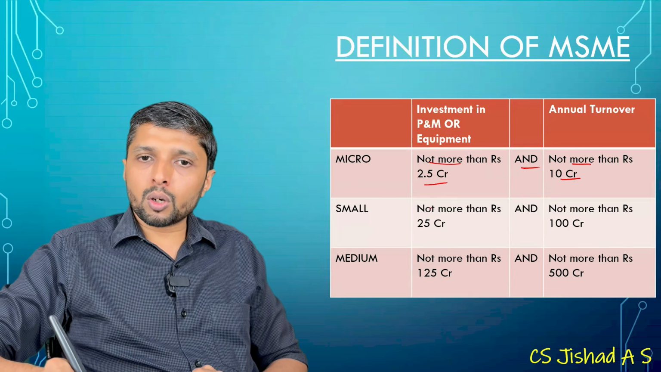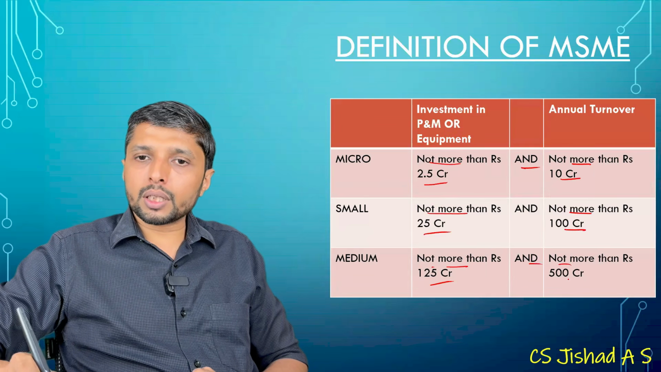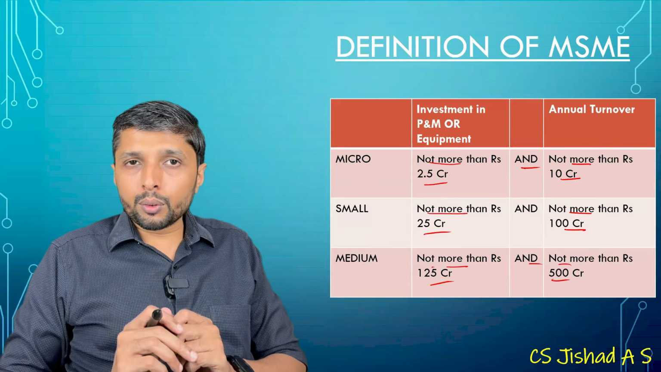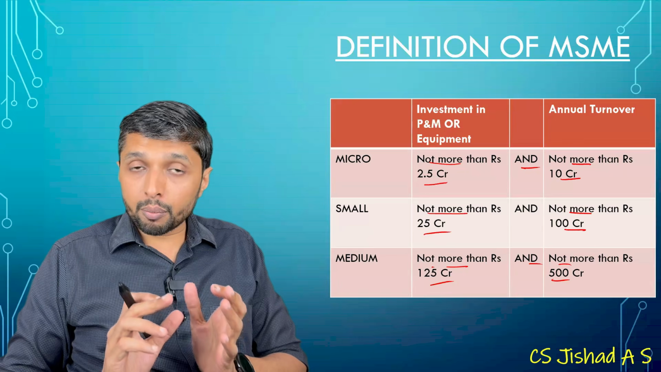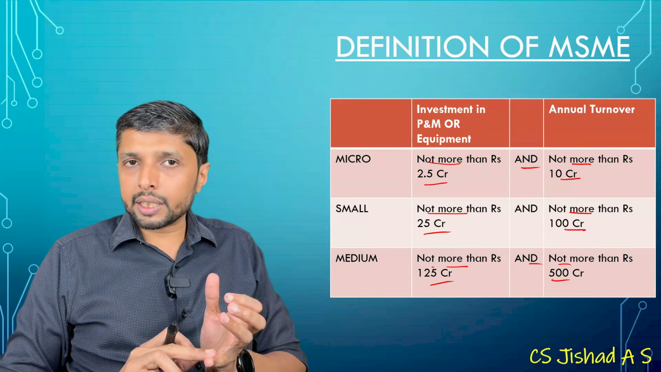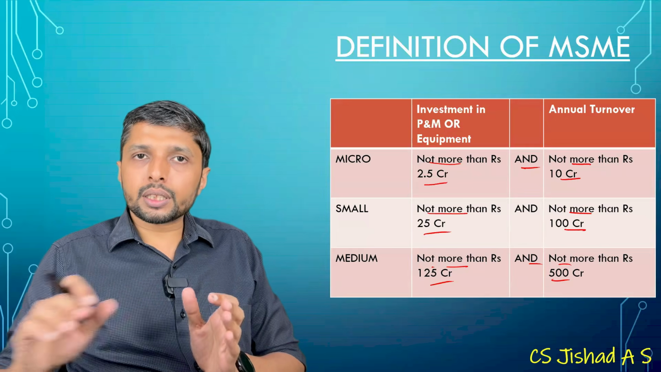With respect to small, not more than 25 crore and not more than 100 crore. Medium, not more than 125 crore and not more than 500 crore. So while computing the investment in plant and machinery, you will not be taking into account the investment in land, furniture and fittings, etc. And while you are computing the turnover, your export turnover will be excluded.